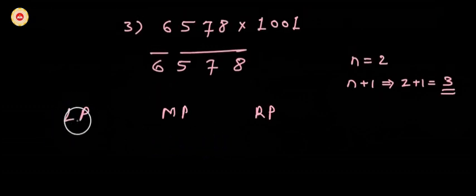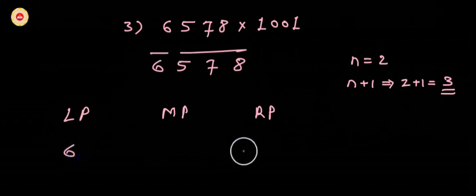What is the leftmost part? The leftmost part is the leftmost group of the given multiplicand. What is the leftmost group? 6 only, one digit only. So write 6 as it is. What is the rightmost part? The rightmost part is the rightmost group in the given multiplicand. What is the rightmost group? 578. So write 578 as it is in the rightmost part. Give a slash to separate these parts.